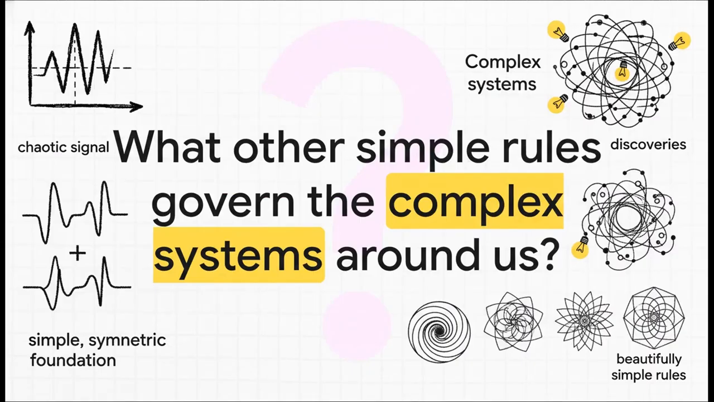So what have we really learned here? We found that underneath the surface of pretty much any chaotic-looking signal, there's a simple, symmetric foundation. It's proof that really complex behavior can come from combining a couple of very simple rules. And it kind of makes you wonder, what other beautiful, simple principles are just hiding out there in plain sight, just waiting for us to find them, to help us understand the complex world all around us?